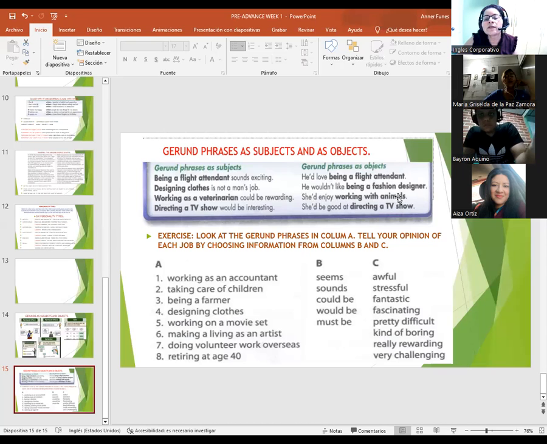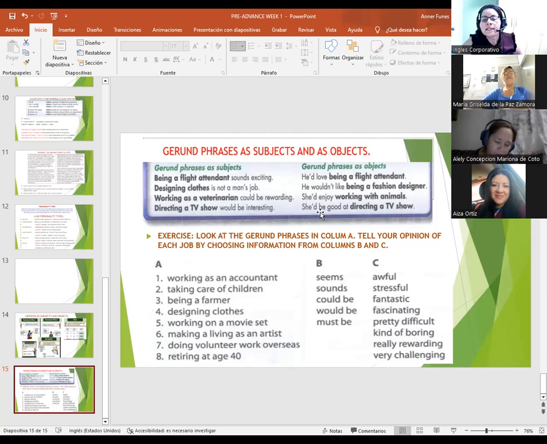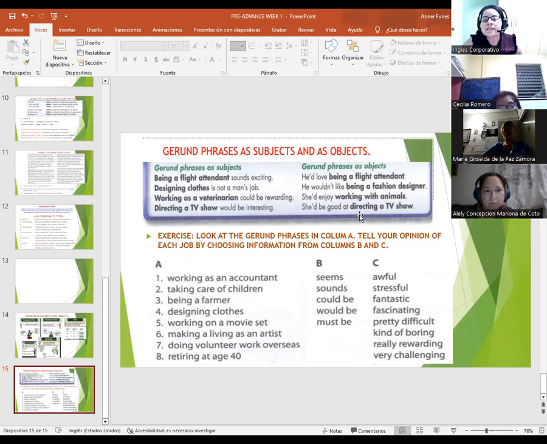Now, she would enjoy working with animals. A ella le gustaría trabajar con animales. ¿De quién estamos hablando? De ella. And then working with animals is the object. Now, she'd be good at directing a TV show. ¿De quién estamos hablando? De ella. She. And the object is directing a TV show. The verb is at the middle and plus ing. Yeah.